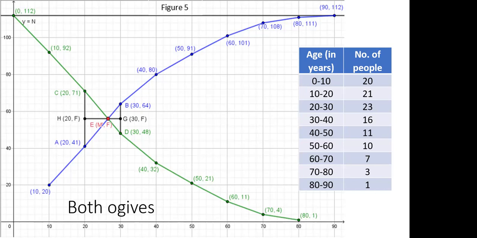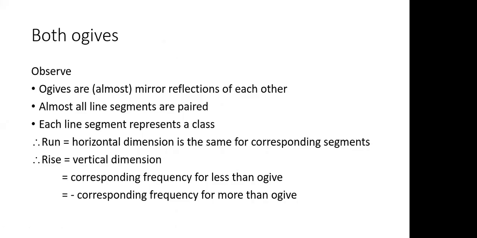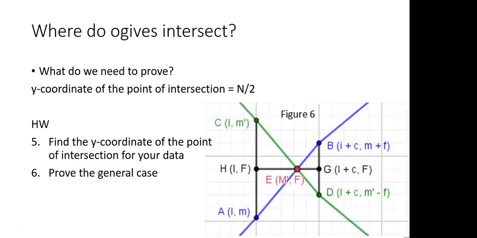Okay. Now, this basically summarizes all that we have discussed. This mirror reflection, they're paired. Each represents a class, so therefore the run is this, the rise is this, the corresponding frequency and negative of that. Okay, now, what I realize is I should have animated it, but that's okay. So what you need to prove, to show that they intersect at the median, is that where they intersect, the y coordinate is capital N by 2, total frequency by 2. That's what you need to prove.